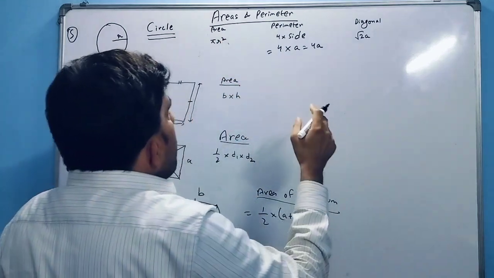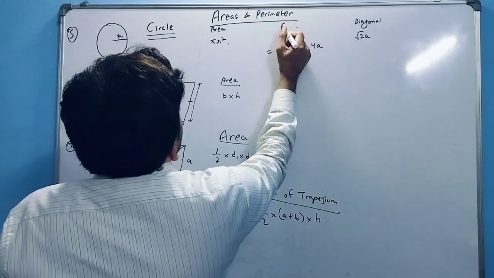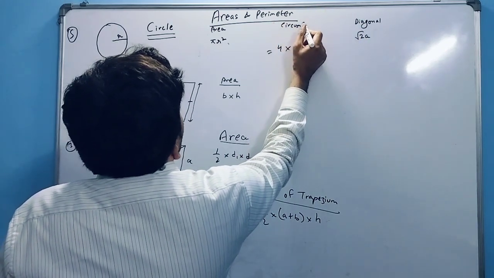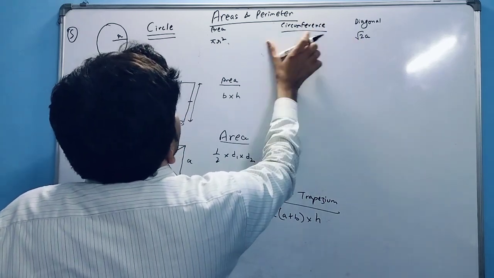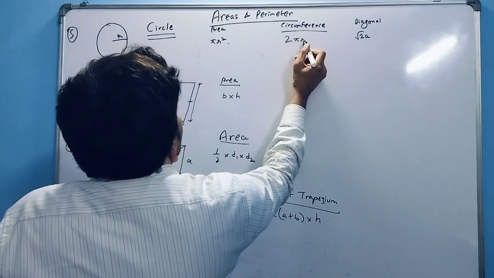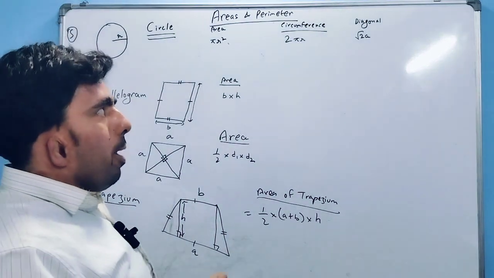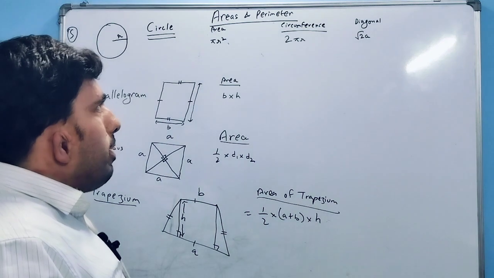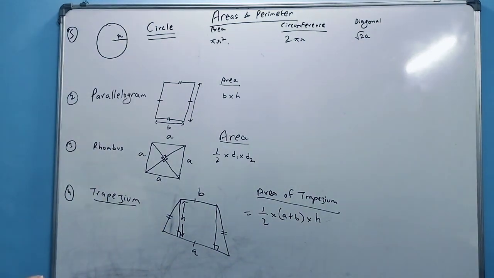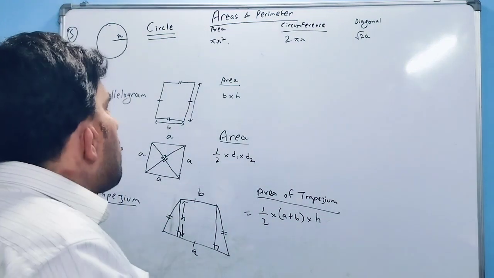Now that is the area, and if I need to find its circumference, not perimeter, that is called circumference, and the circumference will be 2 pi r. So here we need to find the circumference instead of perimeter. Both are the same but have different names. In a circle we call it circumference, but in other figures, the length around is called the perimeter.